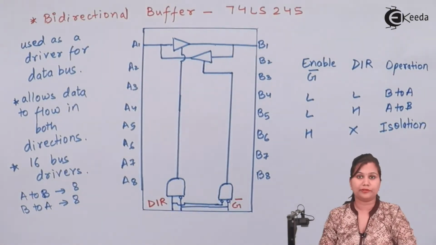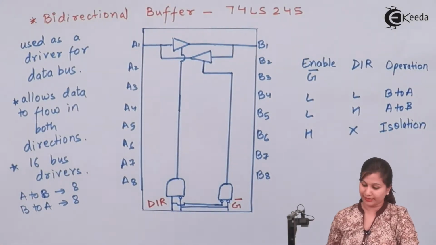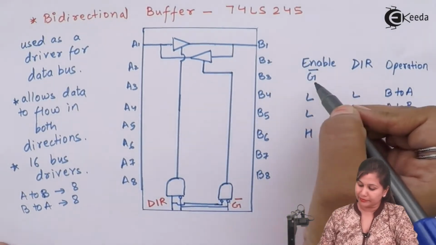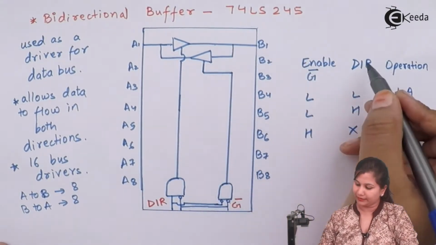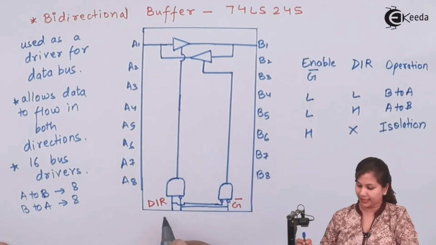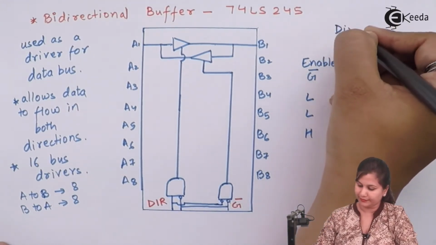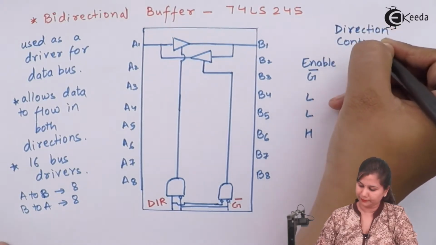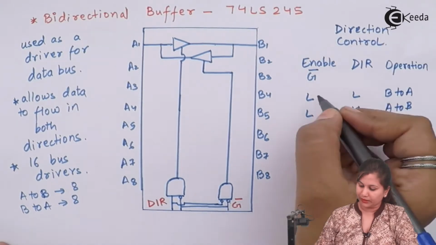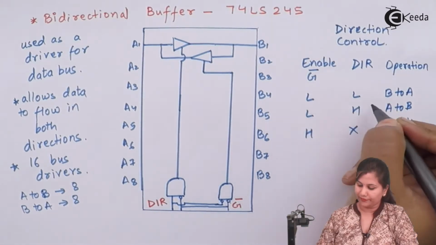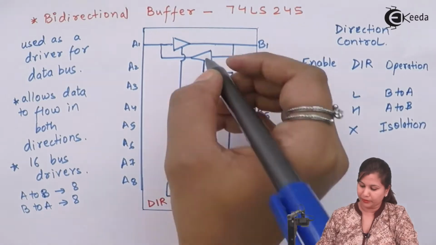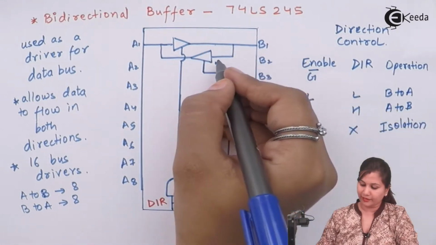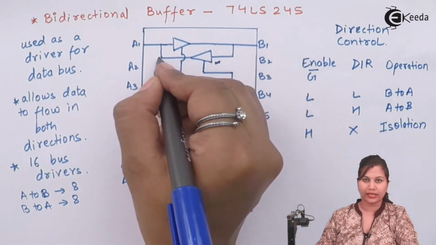Now the truth table for this bi-directional buffer 74LS245. We have the enable line, that is G bar, and the direction control line, this DIR. So when both these lines are low, then this buffer B2A will be activated and the data will flow from B to A.